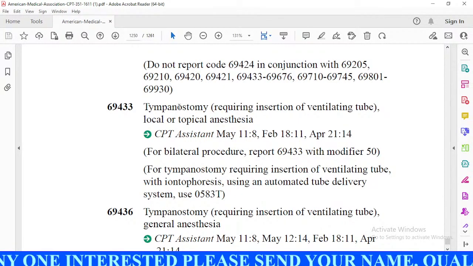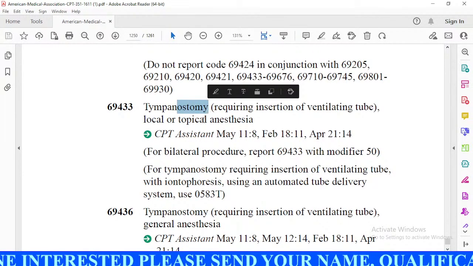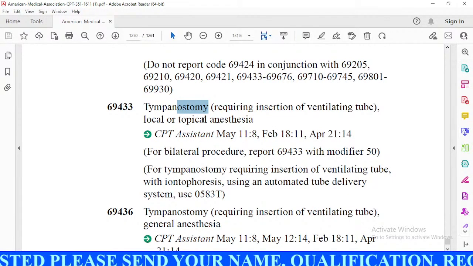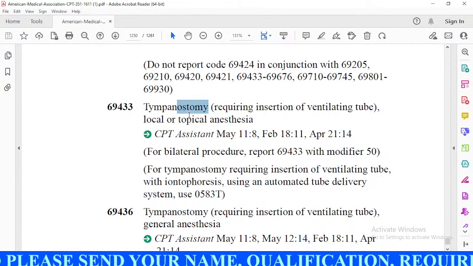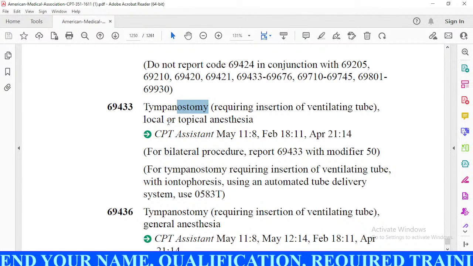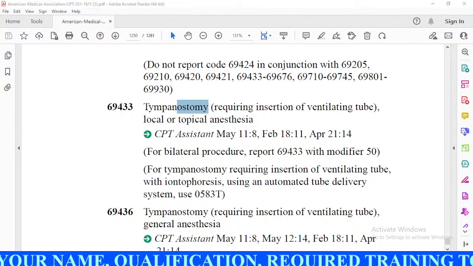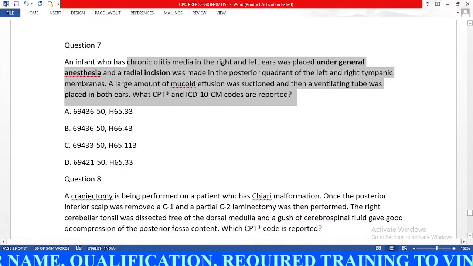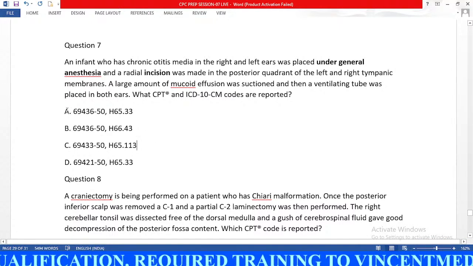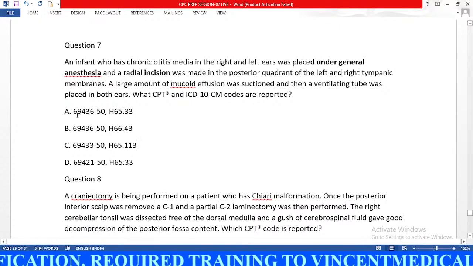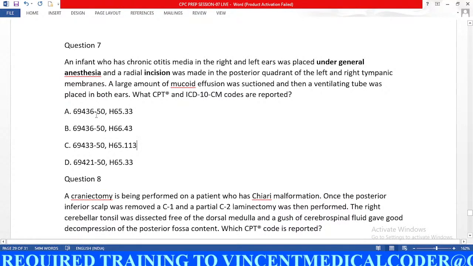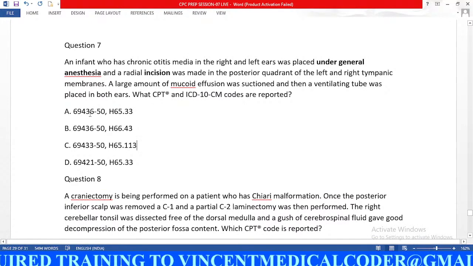Whenever you see the word ostomy, it is like artificial opening creation. Usually we will see it in digestive systems like colostomy, ileostomy, jejunostomy. So mostly we use ostomies in digestive system coding. So 69421 and 69433 are eliminated. If you see these two questions, the CPT question is the same. We check 69436.